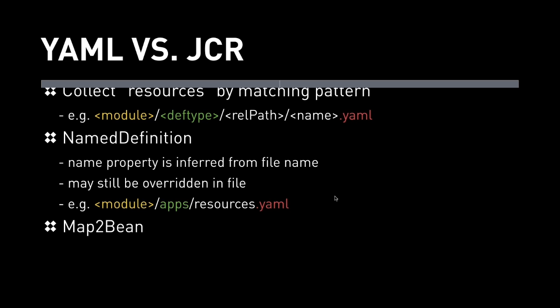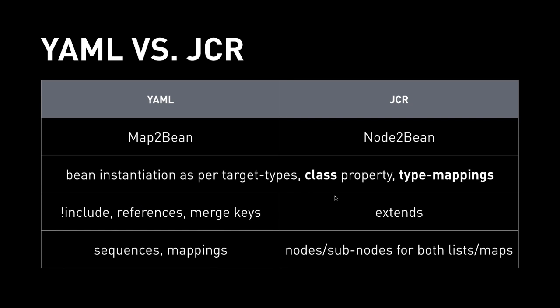How it's integrated with the config. We typically infer the name of the definition from the file name. That's essentially what this slide is about. I'm not sure I'm going to go through more details right now. This one is more interesting. So now YAML versus JCR.